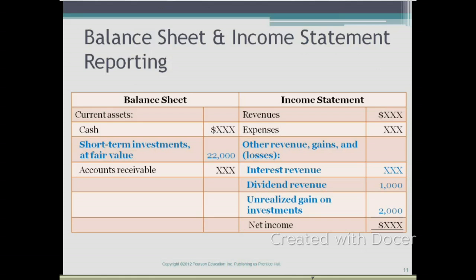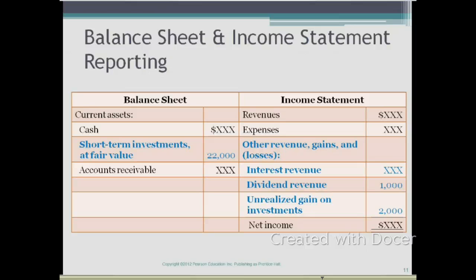Under that, you would have any interest revenue if you had any. The dividend revenue, $1,000, would also be shown here under our other revenues, gains, and losses. And then the unrealized gain on investment would also be shown here. You would add those two items to whatever you had up here to come up with your net income. Remember, if it's an unrealized loss, this would be shown in parentheses or as a negative amount. And then you would subtract it to get your net income.